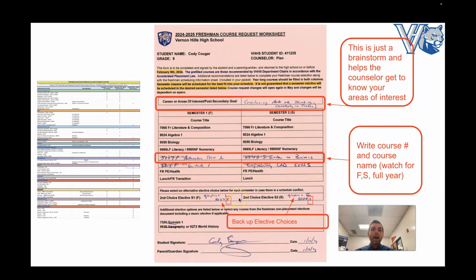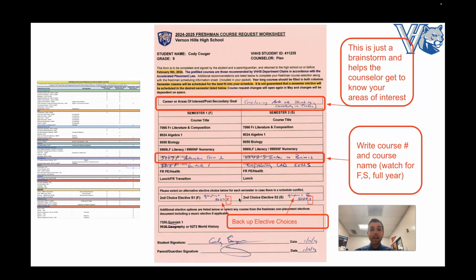Down here, you'll note we also ask for elective backups. So often, as you know, when we create schedules, they don't happen perfect. Especially your elective choices might butt up against your English class or another elective that you have. We have a lot of freshman lit and comps. We can always get your student into that class.